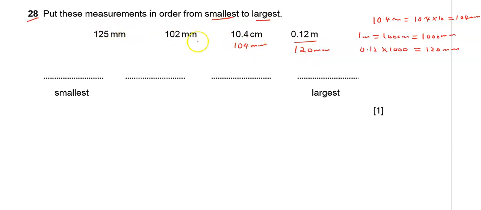So among all these, which is the smallest? The smallest is number 1, followed by 2, followed by 3, followed by 4. So the smallest is 102, followed by 10.4 centimeters, 1.02 millimeters, followed by 0.1312 meters, and lastly followed by 125 millimeters. The smallest to the largest.